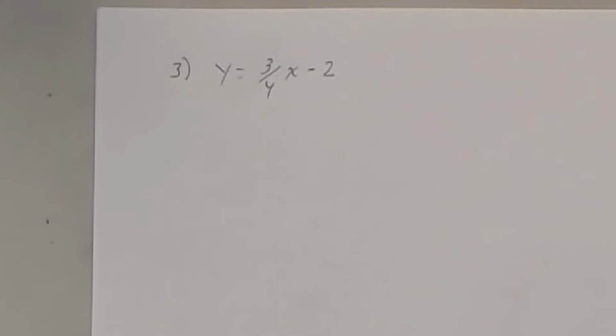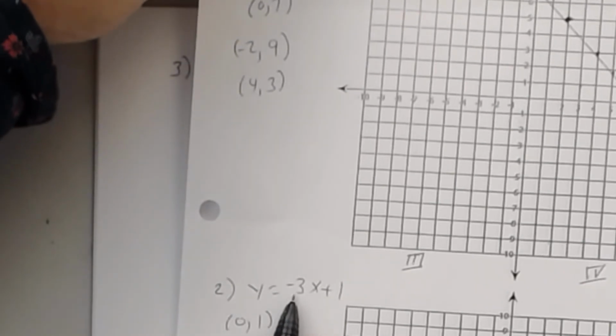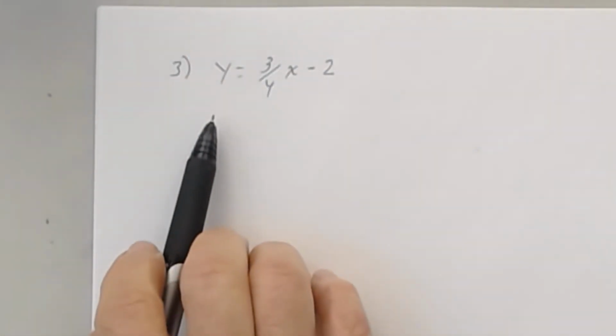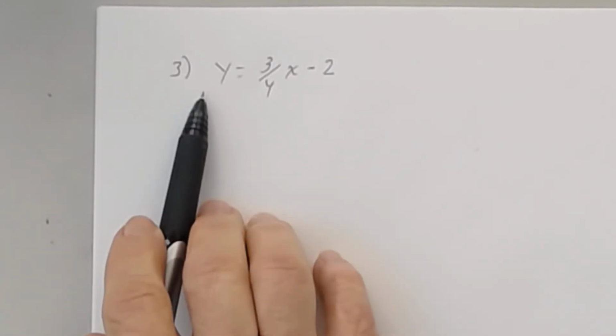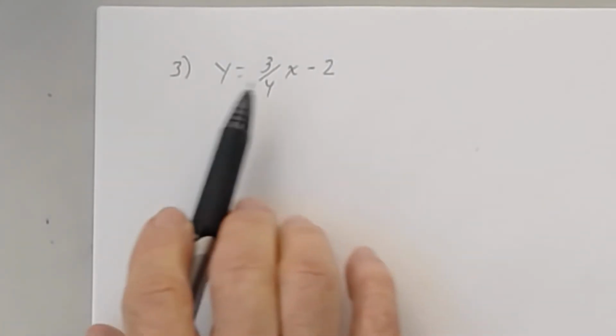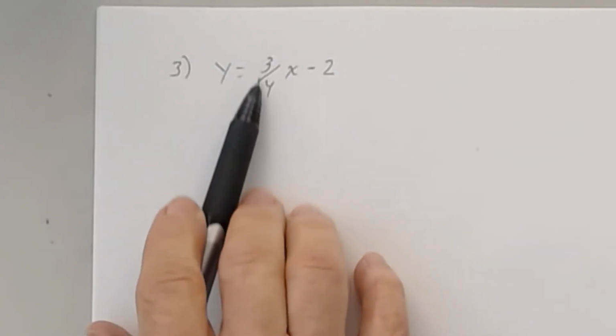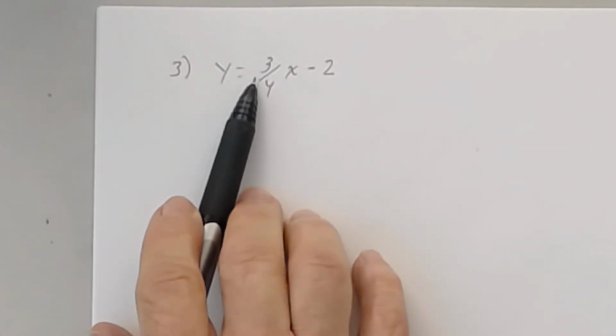Notice that number 2 was easy because the coefficient of x was an integer, right? -3. And remember I said earlier that the easy problem is always when y is already by itself. So y is by itself, so that's going to be an easy problem. But it became a little bit more complicated because the coefficient of x is not an integer. It's a fraction. It's a real number. It's just not an integer. Okay? Now listen carefully as we go through this.